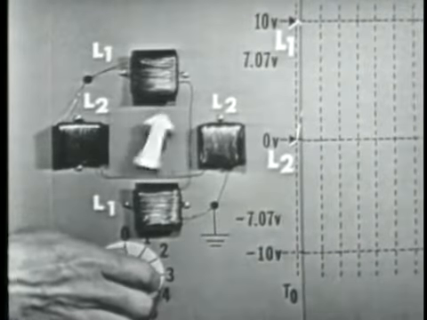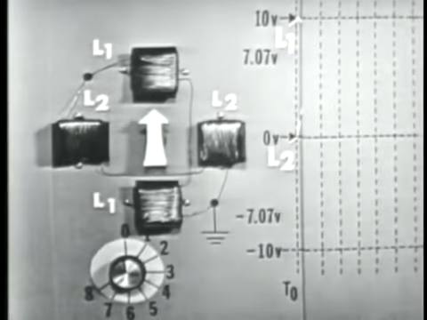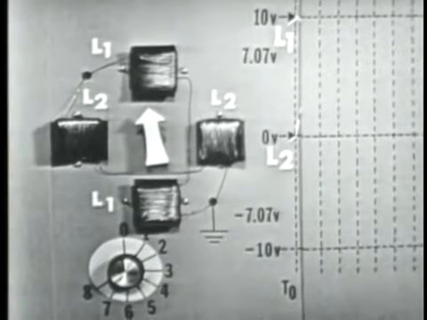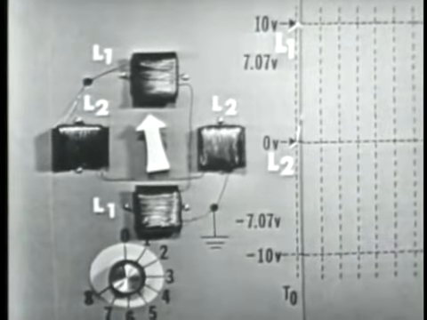Now, the object of this demonstration is to cause this arrow, this magnet, to rotate 360 degrees by causing the magnetic field produced by these coils to rotate 360 degrees. So that you can understand exactly why this happens, let's take a look at the way these coils are wound and how the voltages will be applied.